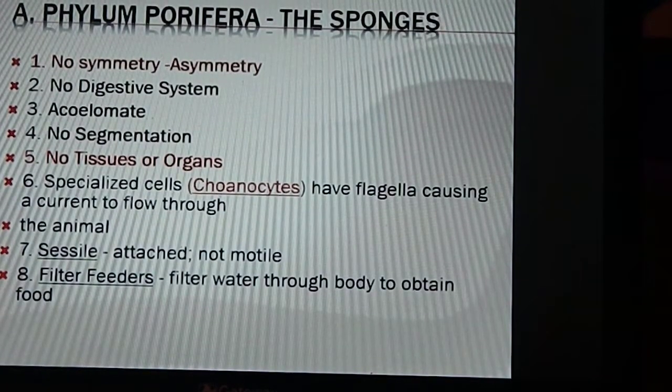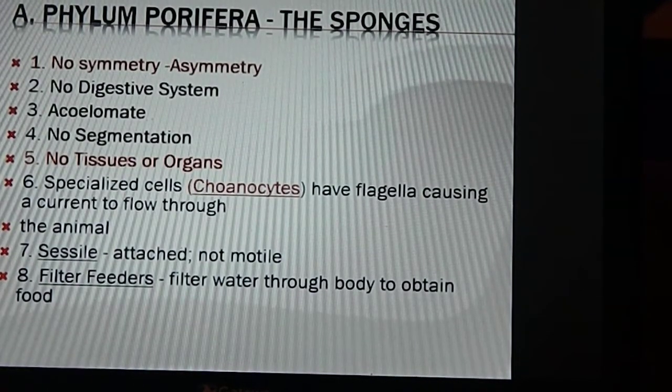And these choanocytes have flagella, and these flagella allow for the water to form a current. And as the current is moving through the sponge, then particles of food are deposited in the sponge, and cells absorb that food. They are sessile. That means they are attached. They don't move. They're not motile. And they're filter feeders. They filter water to obtain their food.